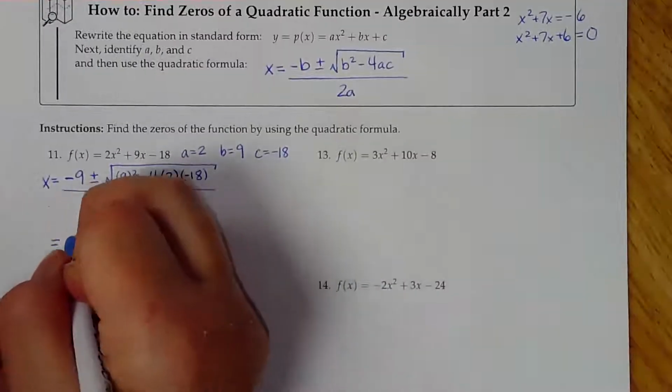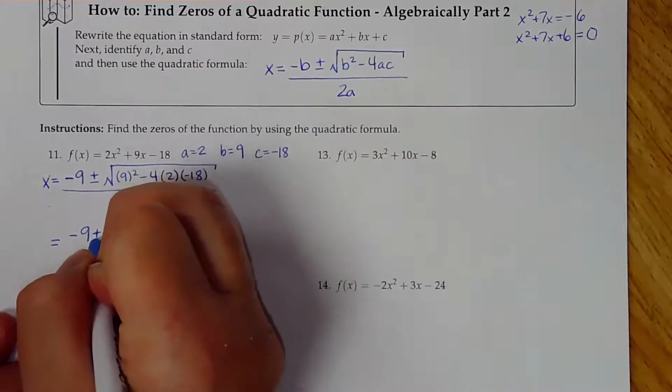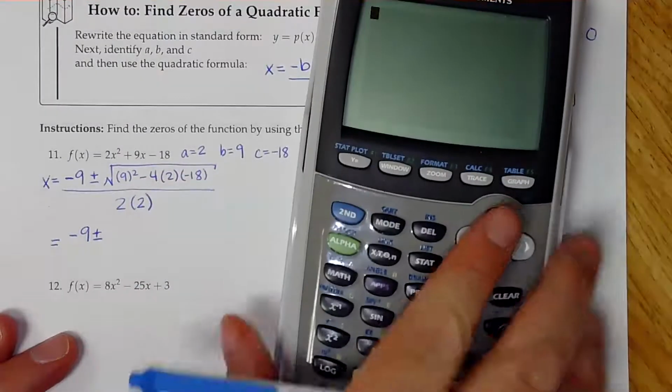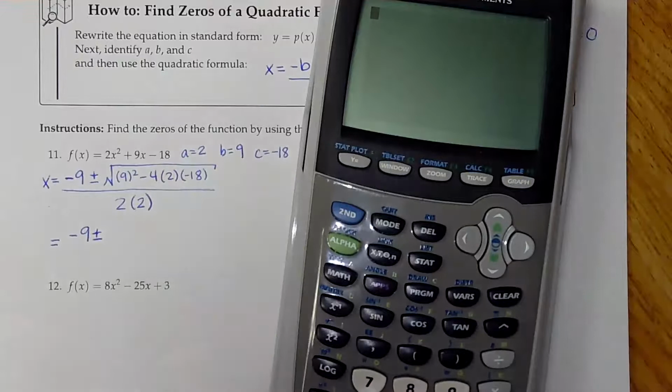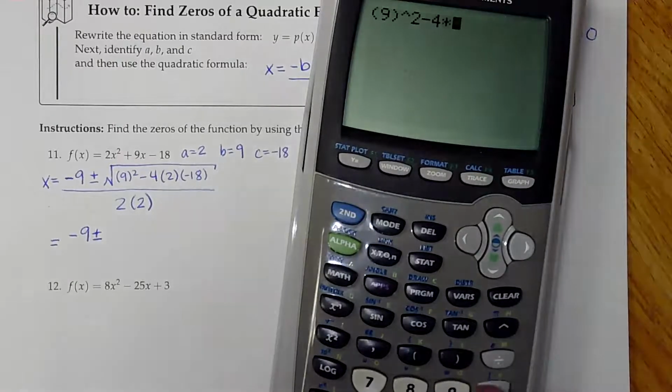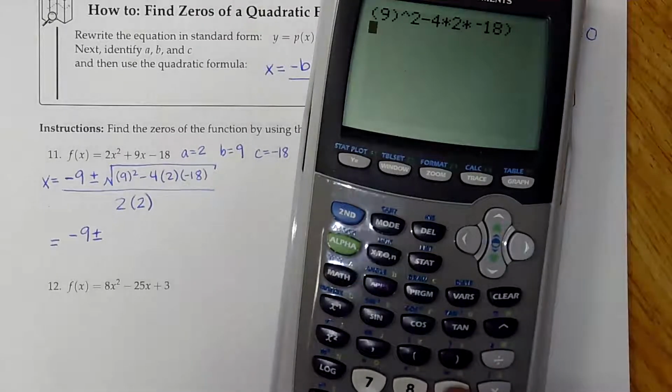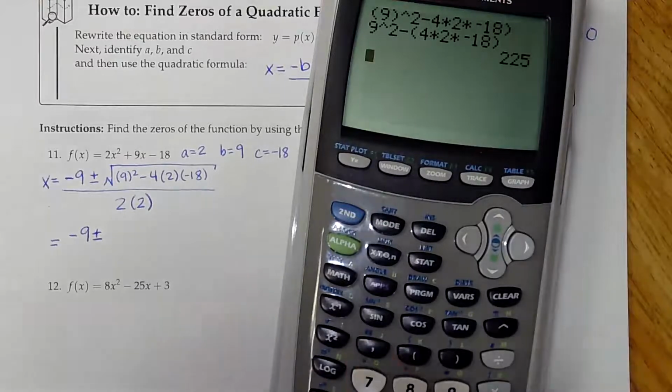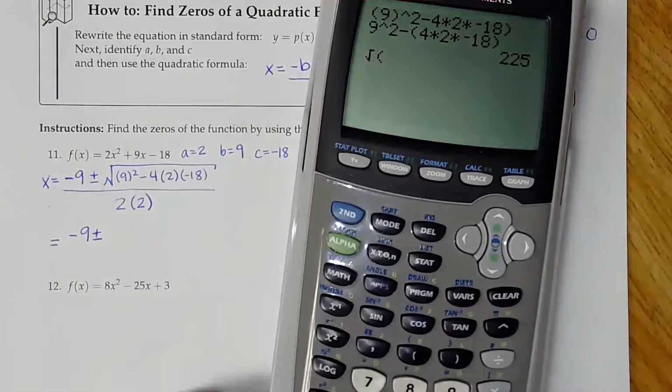All right, so I'm going to simplify this down a little bit. I want to figure out what's inside of this square root sign here. So I'm going to start by finding the part that's inside. So I have 9 squared minus 4 times a, which is 2, times c, which is -18. Oops, must have done something wrong there. Oh, yep, I see what I did. It's 9 squared minus 4 times 2 times -18. Messed up those parentheses. There we go. And then I'm going to take the square root of that. So I hit the square root button.